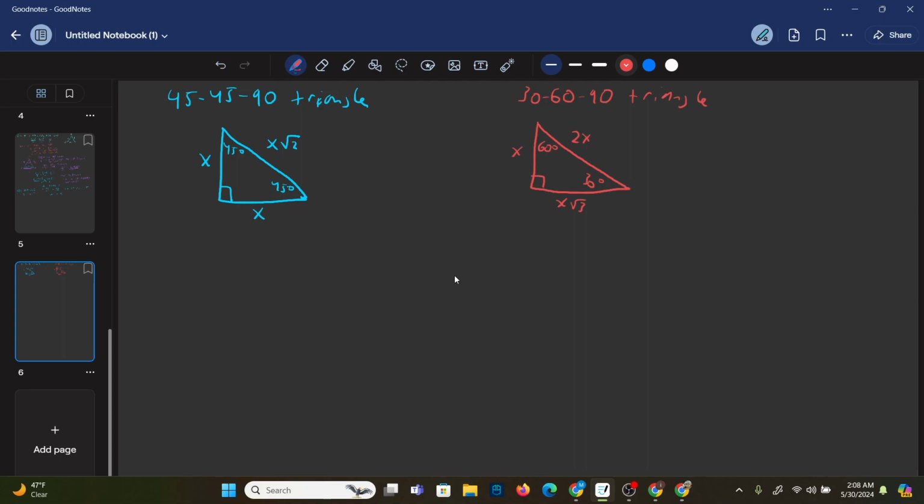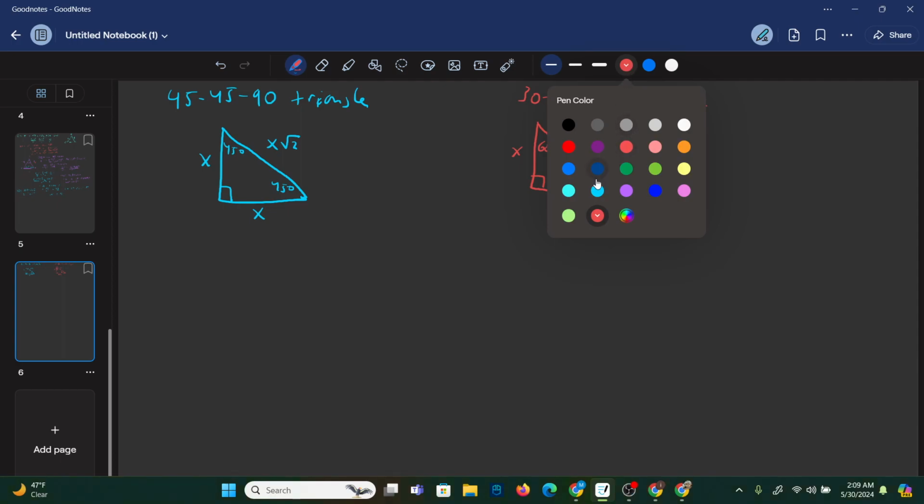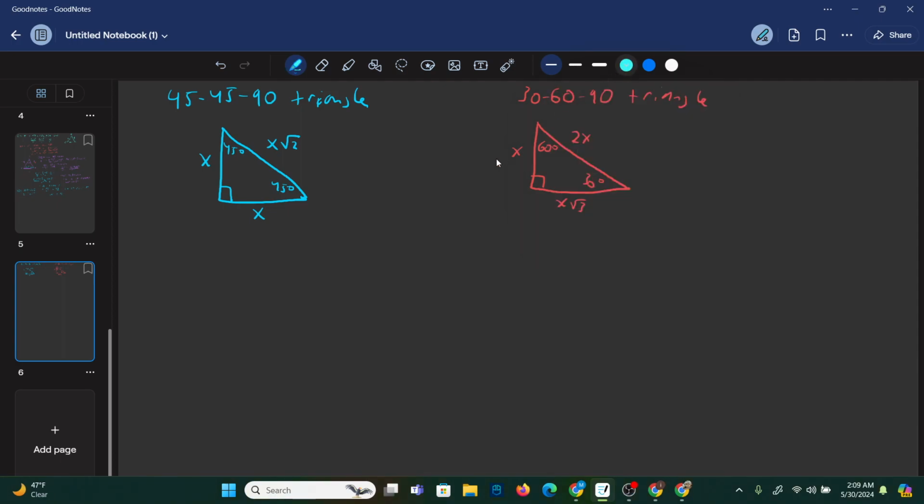So for an example, we have a 45, 45, 90 triangle. So it's 45, 45, 90, and we have the hypotenuse equal to 12. And we want to find the length of the shorter legs, x.